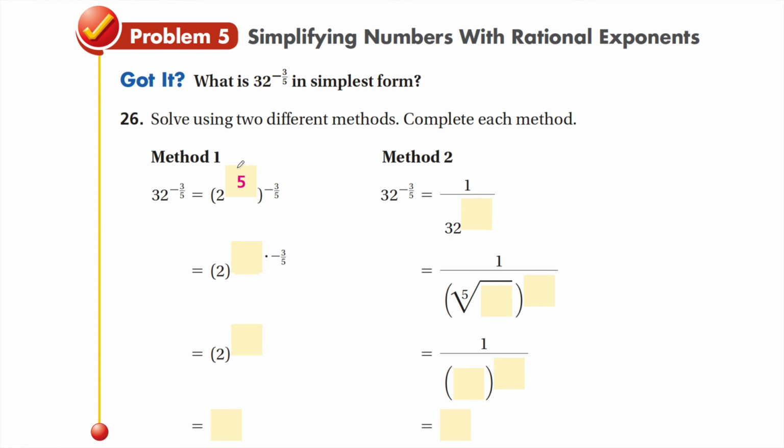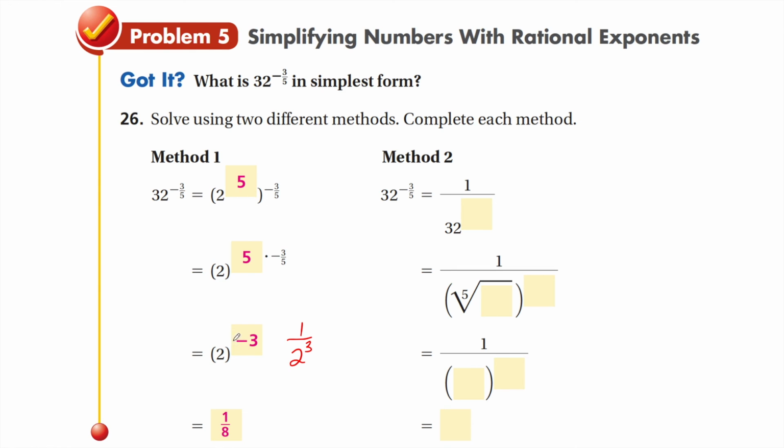So if we have 2 raised to the 5th power raised to the negative 3 over 5th power, we can then say that that's the same exact thing as 2 raised to the 5th power times the negative 3 over 5 power, and that 5 on the denominator will actually end up canceling out, leaving us just with 2 raised to the negative 3 power. Now, 2 raised to the negative 3 will make a 1 over 2 raised to the 3rd power, and 2 raised to the 3rd power is the exact same thing as 8, so it becomes 1 over 8.